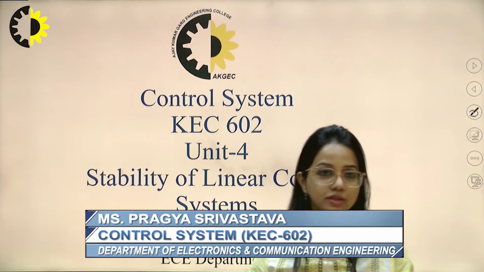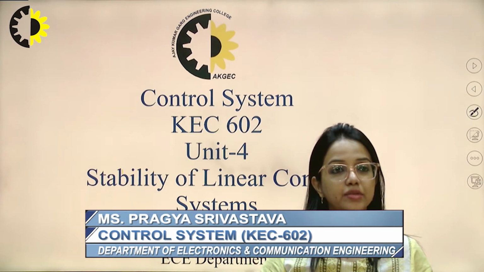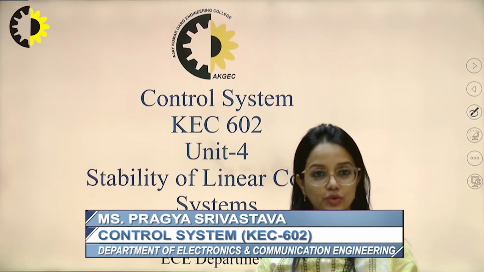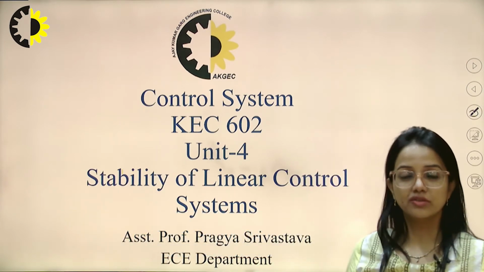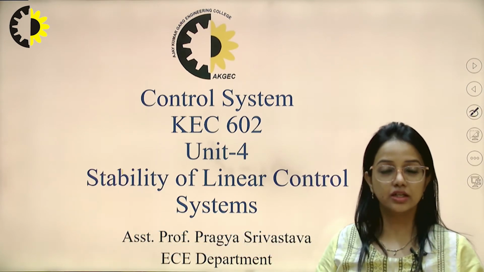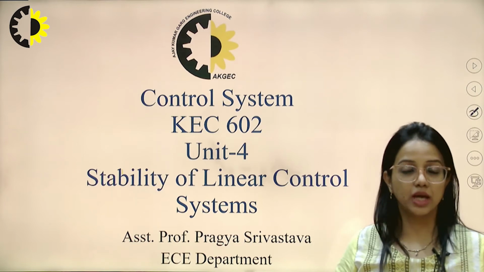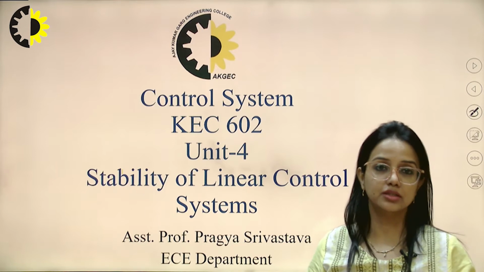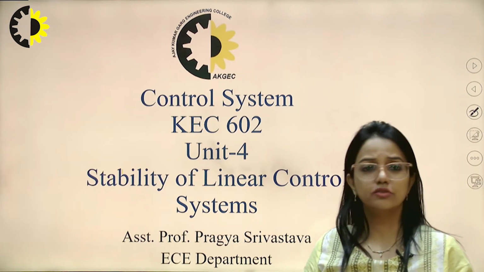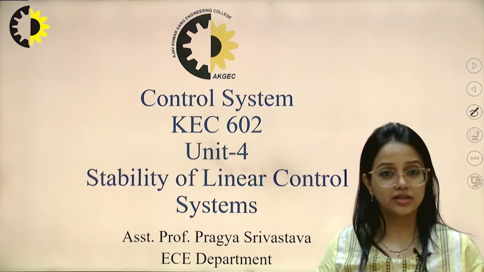The course code is KC 602 and presently we are discussing its unit 4, which is stability of linear control systems. So previously in my lecture, we have studied how the stability can be predicted, and there are a number of methods using which we can predict this stability, and few of them are like Routh-Hurwitz criteria.